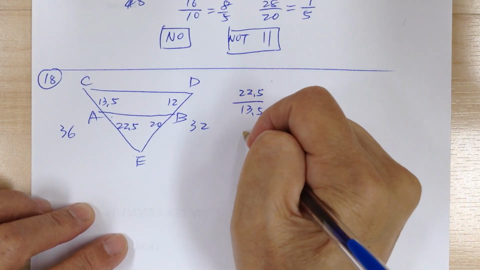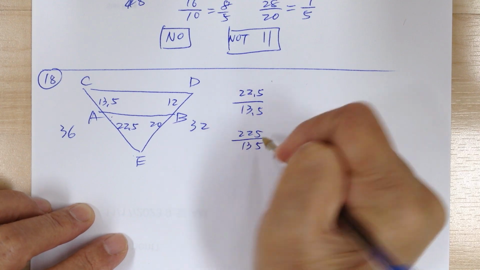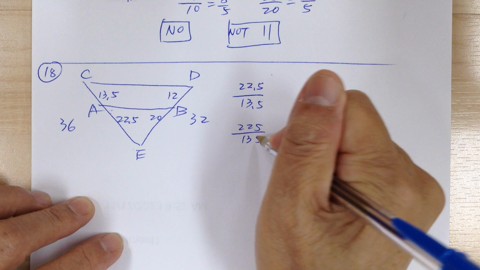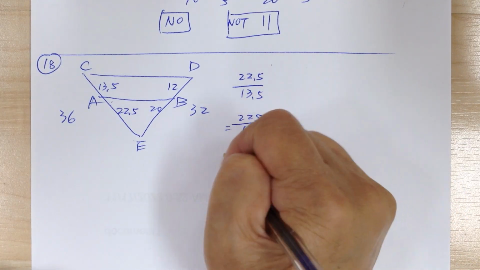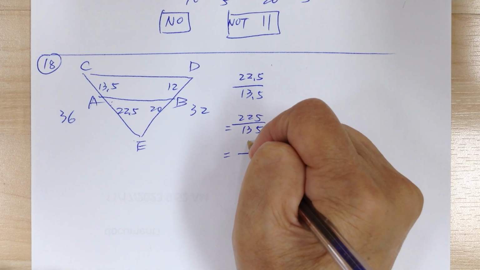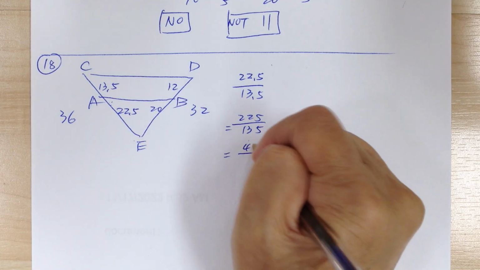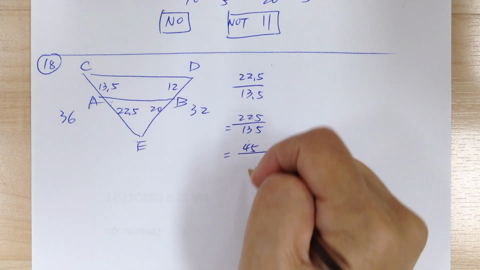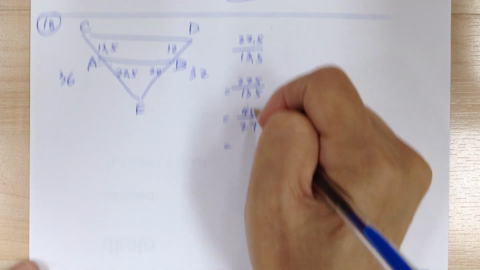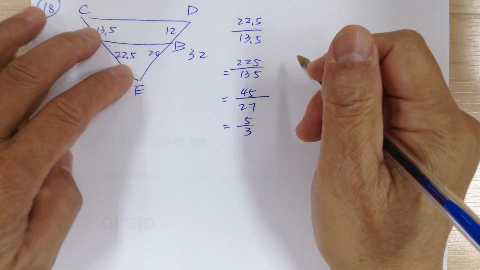Okay, and then it will reduce. First, I'm going to remove the decimal. Get rid of the decimal. Then reduce by 5. Again, you can use your calculator. So 225 divided by 5, I get 45. And 135 divided by 5, I get 27. And this one you can divide by 9, so it'd be 5 over 3. Okay, so that is this one here.